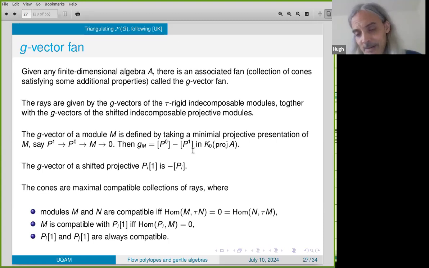This is a slightly fancy way of saying it. What this amounts to is that G is just going to be a vector in Z^n. I just wrote it this way, and I didn't choose a basis. So basically the G-vectors are vectors in Z^n, and the G-vector of a shifted projective is by definition the negative of the class of the corresponding projective. And then there's a certain compatibility relation that says how you decide which rays fit together to make cones. Modules are compatible if we have a Hom vanishing condition. A module is compatible with a shifted projective, again, by a vanishing condition, and the shifted projectives are always compatible. So that's a lightning introduction to G-vector fans.